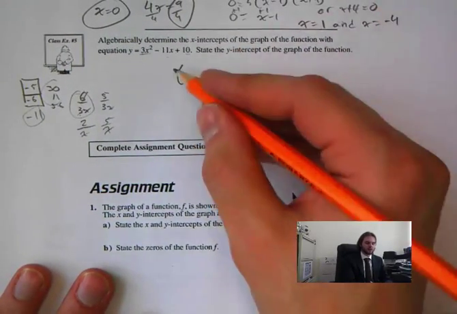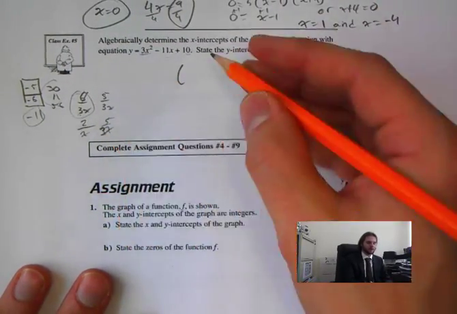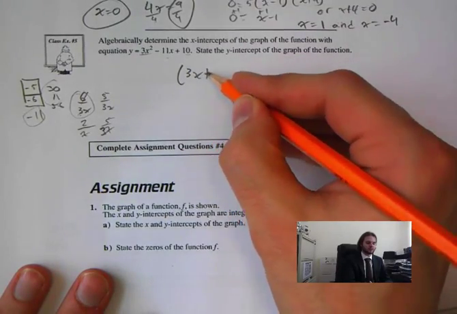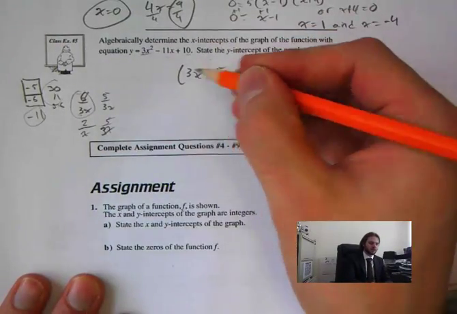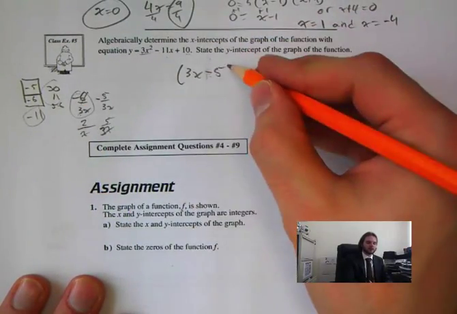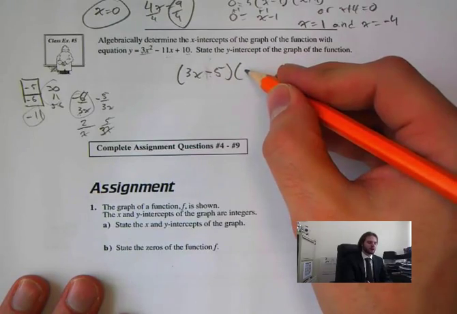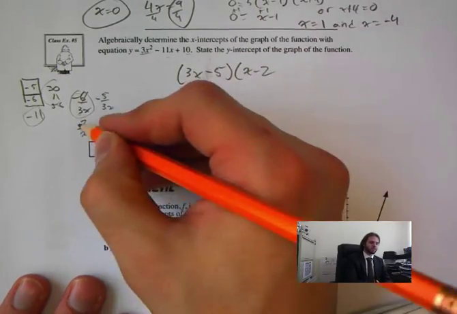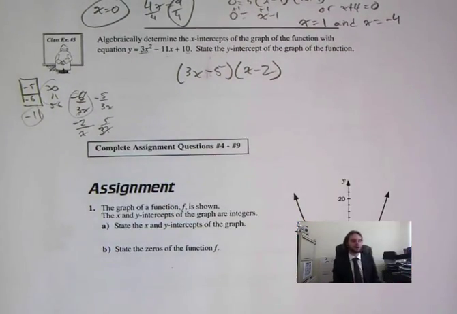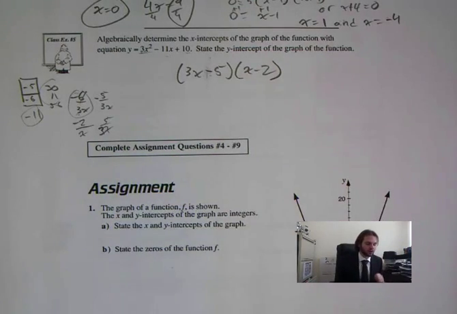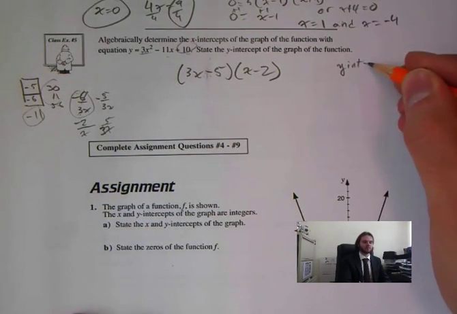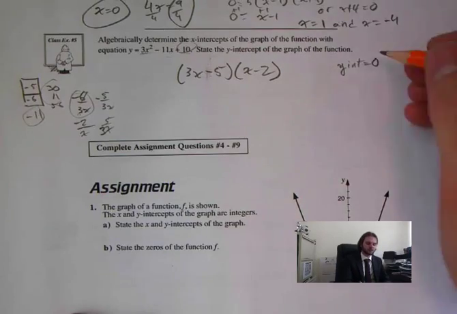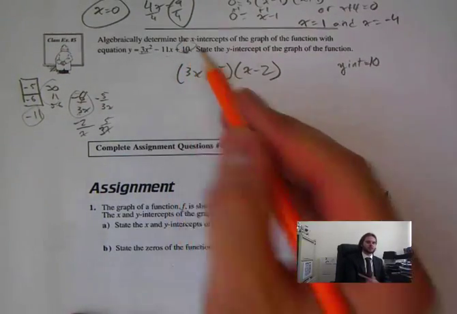We have 3x minus 5, because they're both negative, and I have x minus 2. There we go. Now we want to find my zeros. Okay? And then we state the y-intercept. Well, the y-intercept is equal to 10, because it's always the constant.